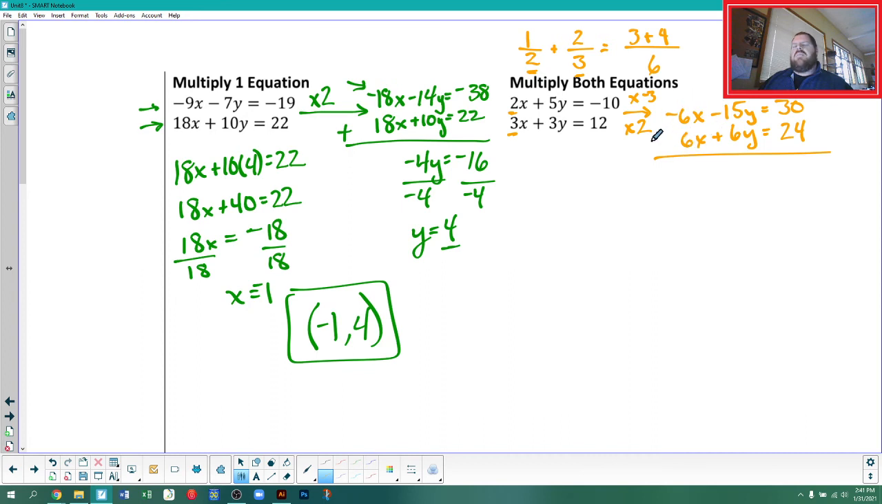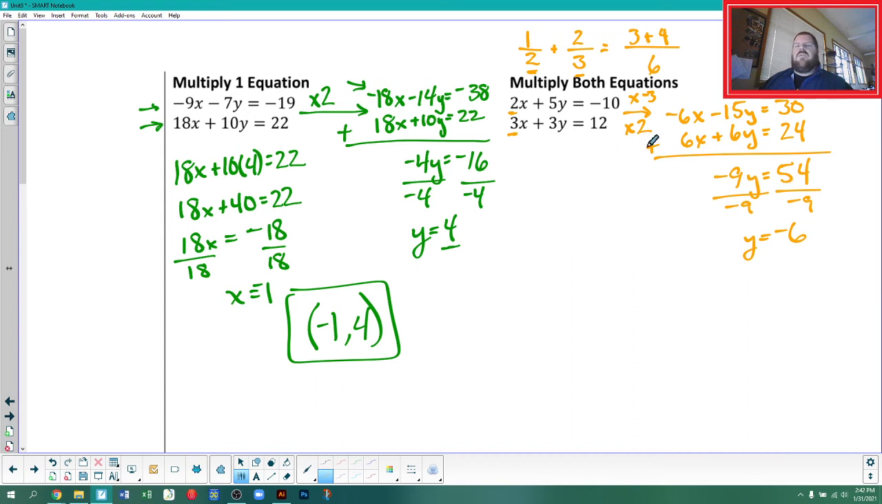Now that I have opposites on my x, I can add these equations and those will cancel. -6 plus 6 is 0. -15 plus 6 is -9. And 30 plus 24 is 54. Divide by -9, and we get that y is equal to -6.